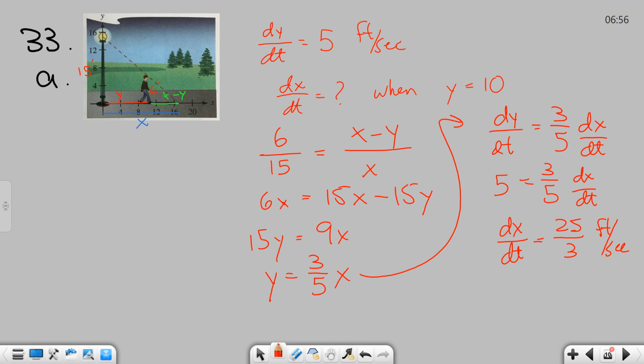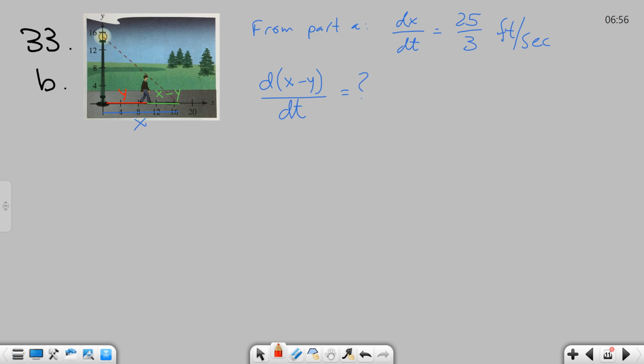Now, moving on to part B, it changes a little bit, and part B wants to know what's the rate of change of his shadow. In other words, like it says here, what's the rate of change of the shadow? And we define the shadow as x minus y. So if we look at this as taking the derivative with respect to time of x minus y, we get something as simple as dx/dt minus dy/dt, which will give us the value that we're looking for here.